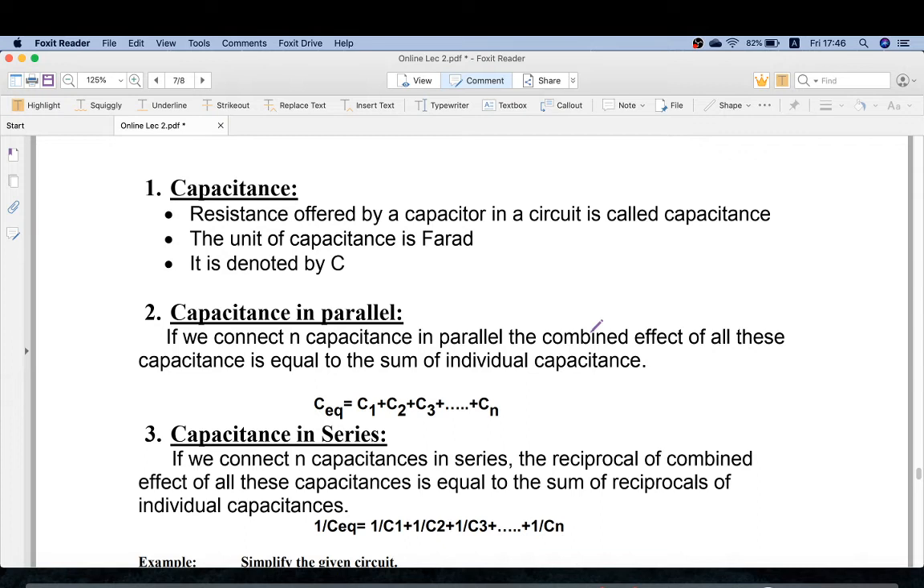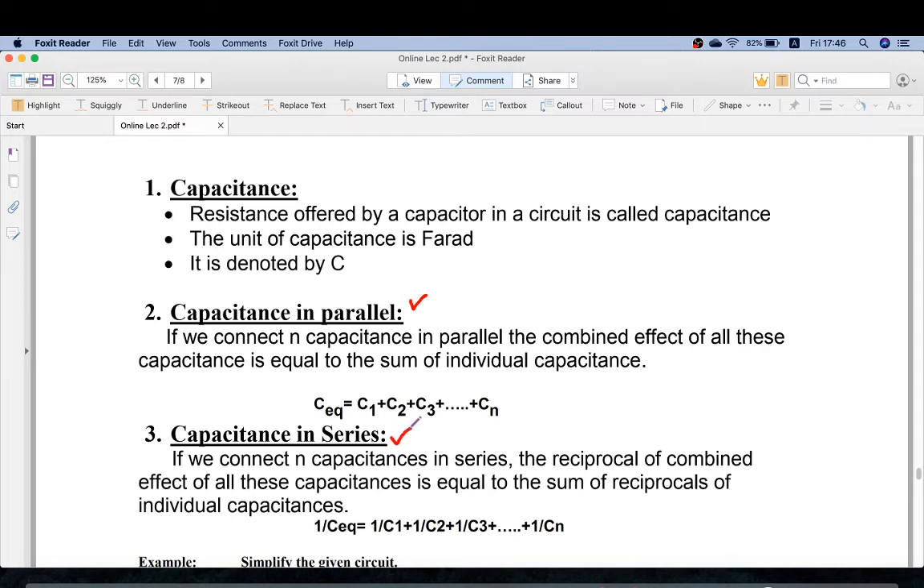Now we talk about capacitance. What is capacitance? The opposition offered by a capacitor in a circuit is called capacitance, its unit is the farad, and it is denoted by C. Capacitance in series and capacitance in parallel.